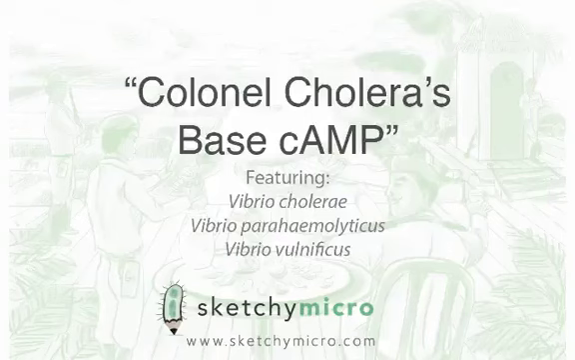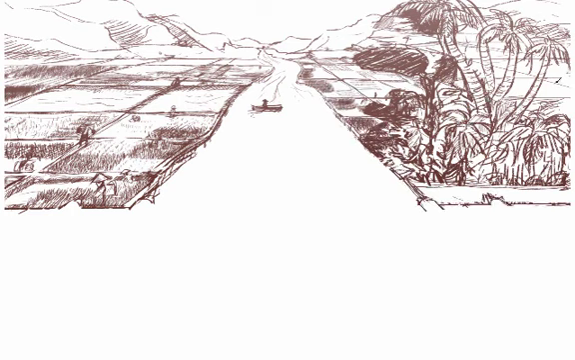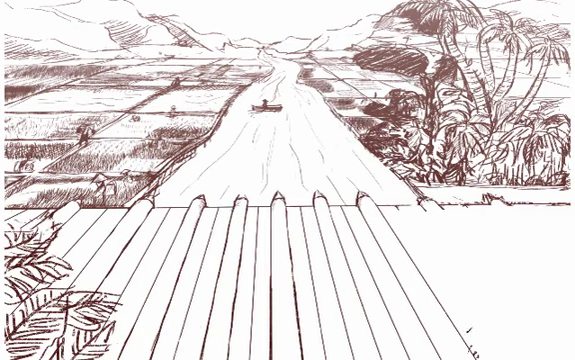In this segment, we're going to illustrate the genus Vibrio, which includes Vibrio cholerae and also includes the lower yield bacteria Vibrio parahemolyticus and vulnificus. The name of this drawing is Colonel Cholera's Base Camp. It takes place in a military camp in rural Southeast Asia. So let's start drawing the setting.